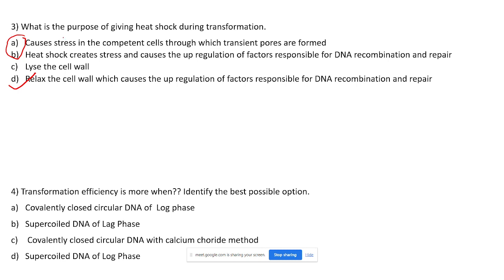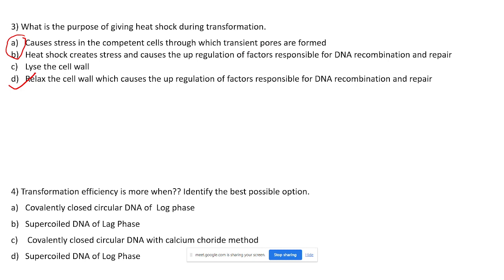So you have to understand, first of all, there are no transient pores that are formed. This transient pore formation is the concept of electroporation, where you are giving voltage. So voltage is making your plasma membrane permeable, and there is a formation of transient pores.